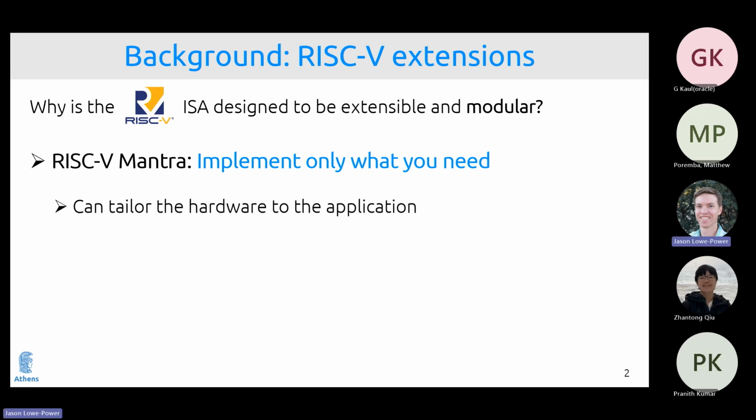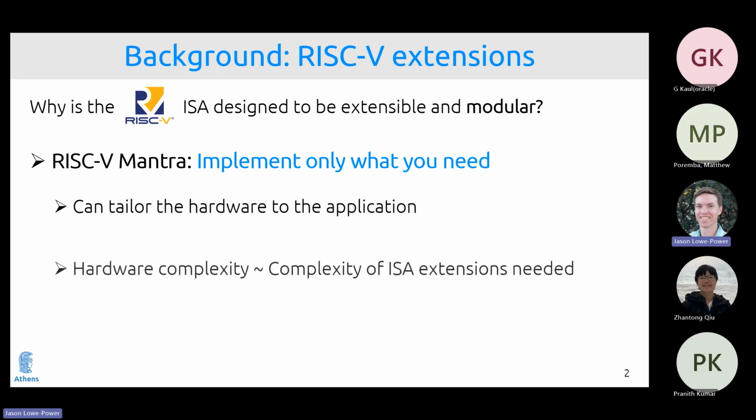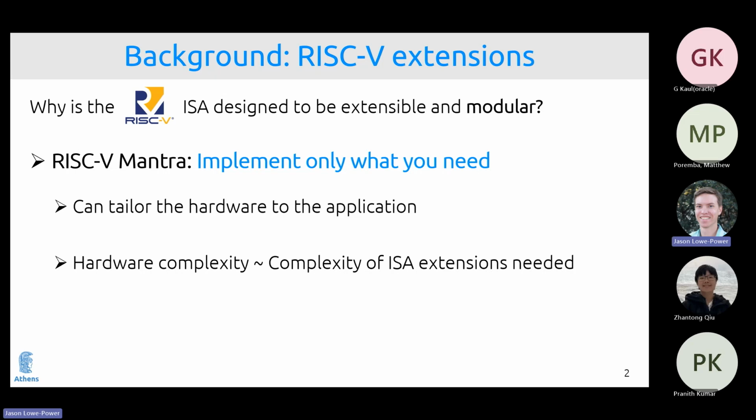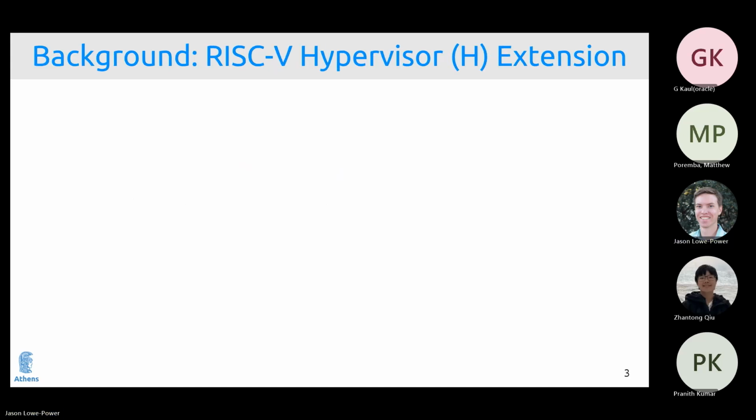So what you can do is you can tailor the hardware to the application. And your hardware's complexity will be roughly analogous to the complexity of the ISA extensions that you need. If you have minimal needs from the ISA, so if you're building a simple embedded processor and you just need the base ISA, then your design will be much simpler, your hardware will be much simpler, and that will probably make you happy because that's easy to test, easy to verify. Okay, so that's the idea of extensions.